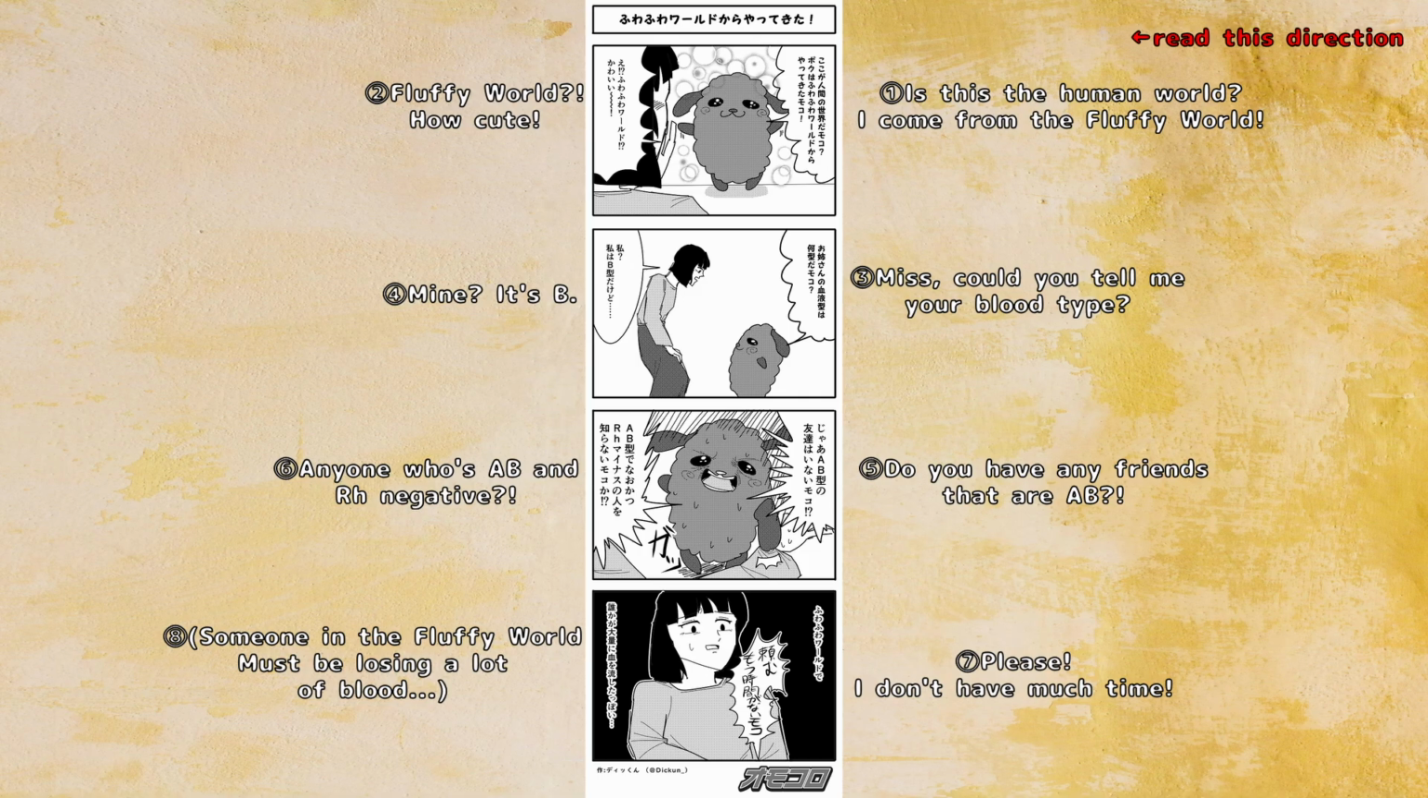And then we go down to the twist. "Don't you have any friends that are AB? What about AB negative? Don't you know anyone?" Suddenly this little thing is really angry. That's a twist in the story that you don't expect, do you? What does this mean? And then we have our conclusion. This lady's going, "The fluffy world must have someone losing a lot of blood." I know, it's ridiculous, it's a bit absurd, but this is a very good example of how conflict is hidden in a story until you get to the twist.